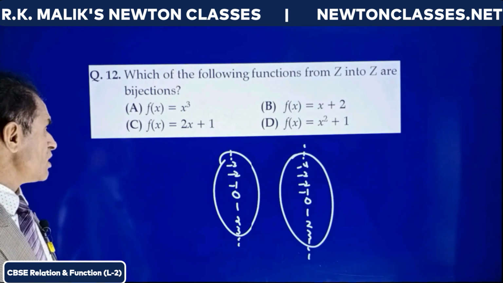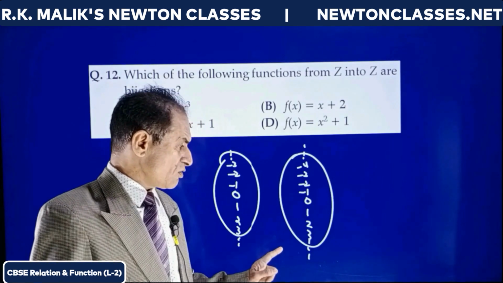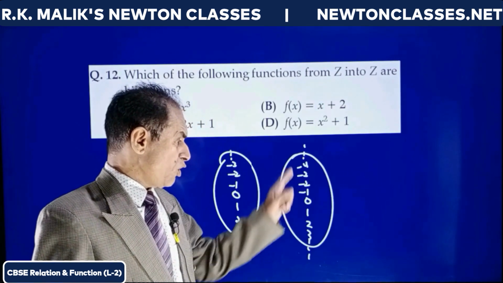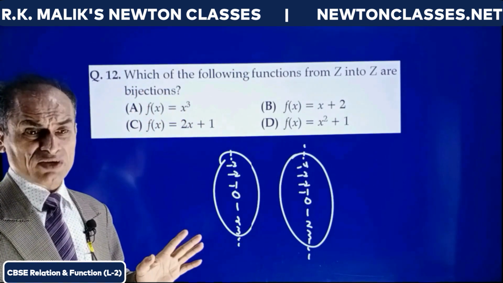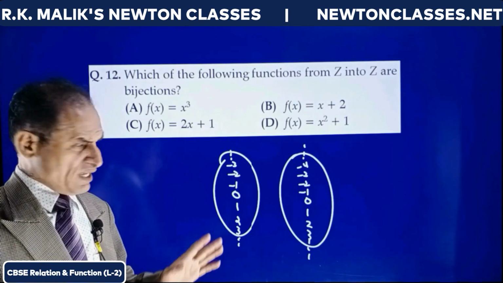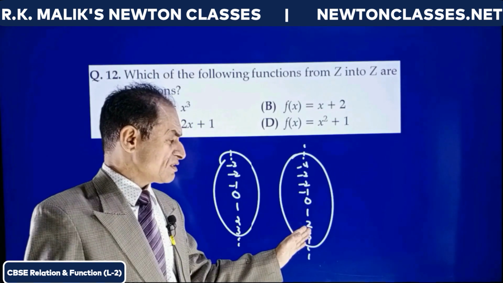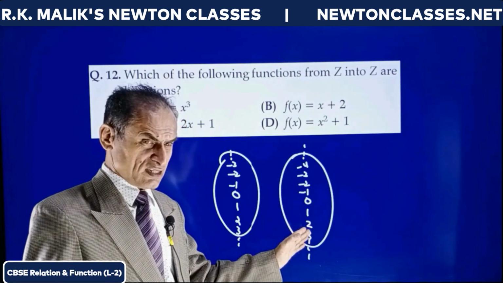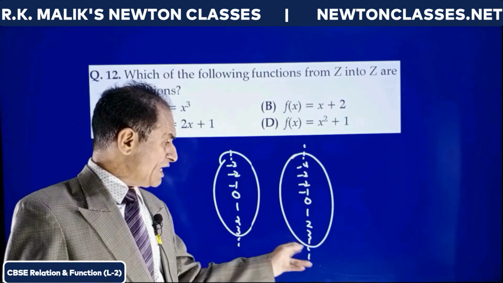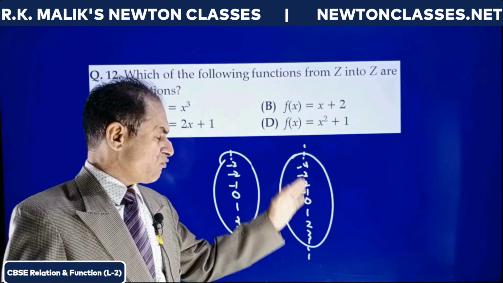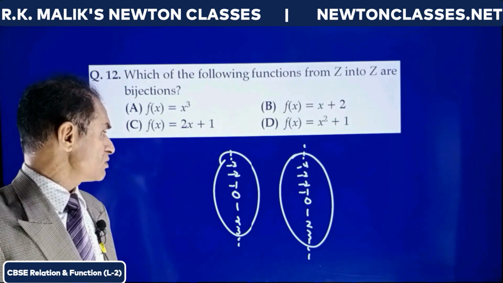Let us discuss the case A. For onto nature, I told you that for the function to be onto, on every element of codomain, one or more than one arrow should reach. If there is even one element in codomain on which no arrow reaches, then the function will not be onto. On every element of codomain, one or more than one arrow should reach for the function to be onto.